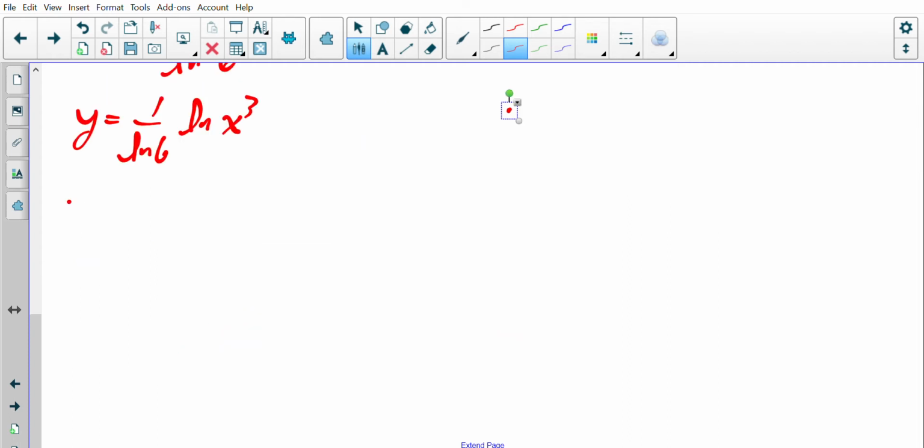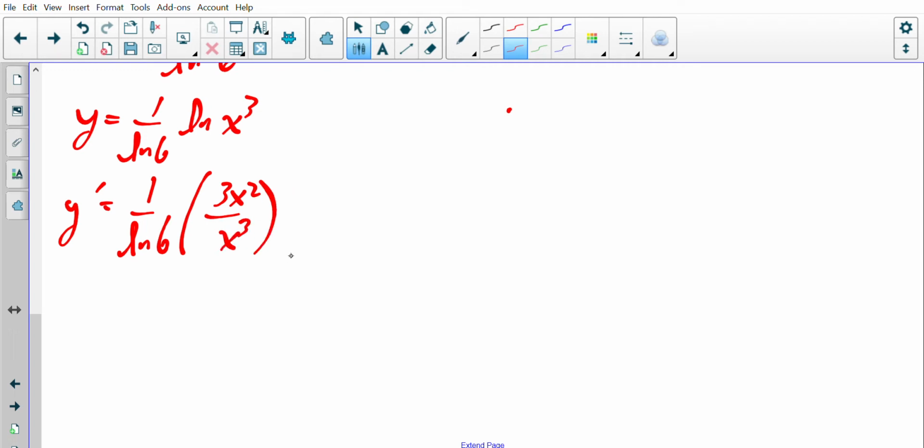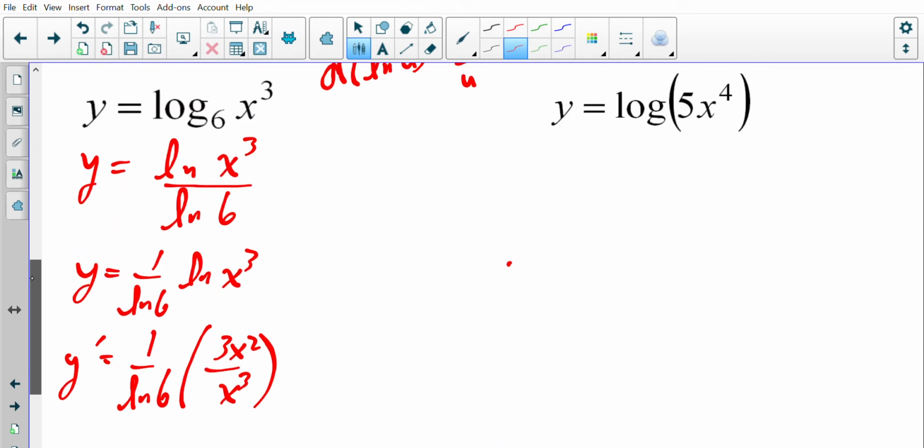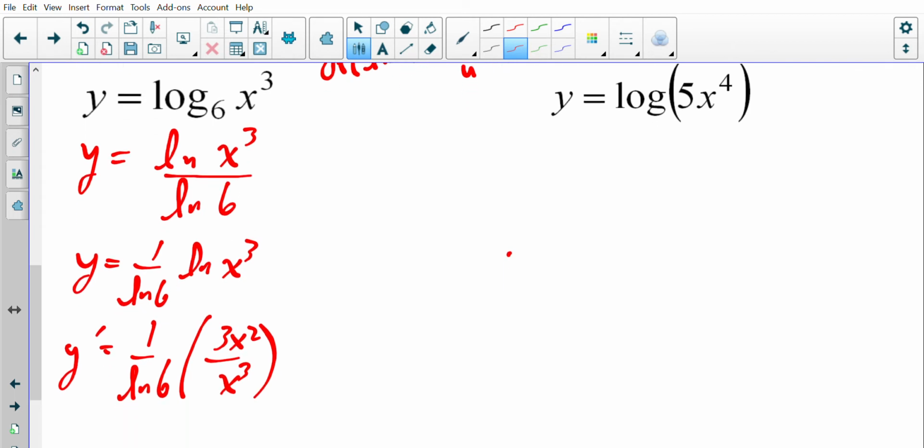And then I will use my property from way back when we first started derivatives, called constant multiplier. When there's a constant written as a product of a function, you just leave the constant and you take the derivative of your function. So this one would be 3x squared over x cubed. So there's the derivative of log of x cubed to base 6.